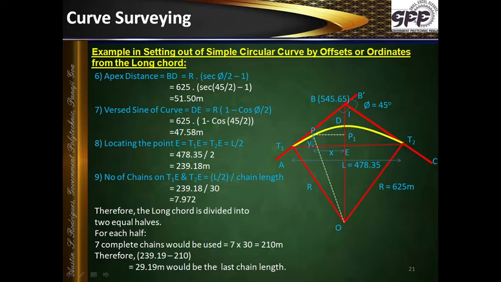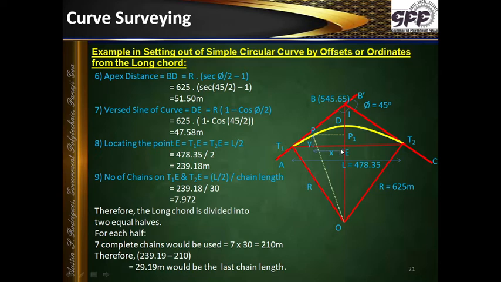Now locating the point E. If I know the length T1T2, take half of that and that would give me the length T1E. So T1E equal to T2E is equal to half of L or L by 2. So that comes equal to 478.35 divided by 2, which is equal to 239.18. That means from T1, if I measure a distance of 239.18 meters, I will be able to define the point E over here.